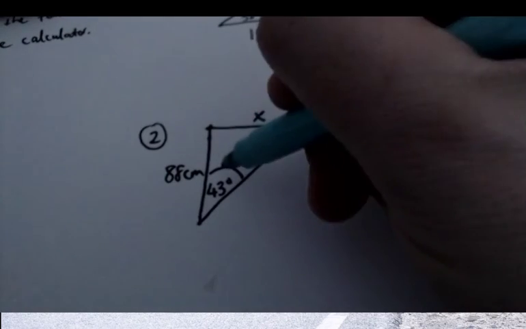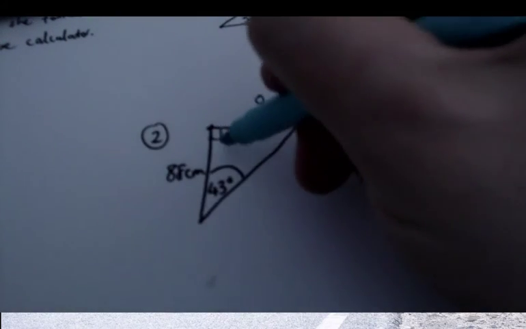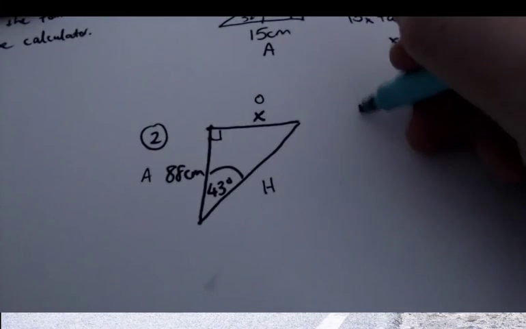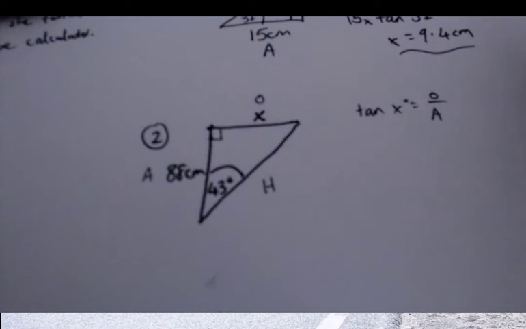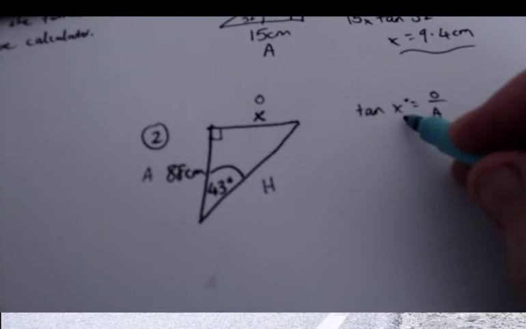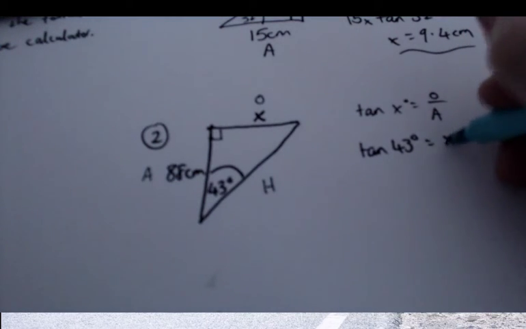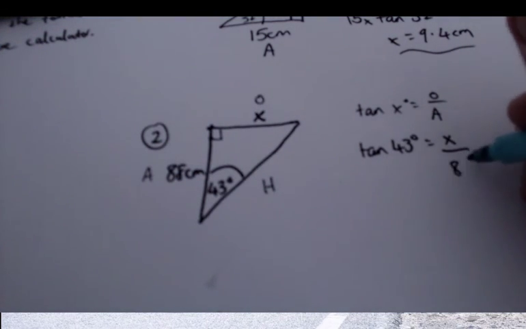Okay, start by labelling, so there's the opposite, there's the hypotenuse, there's the adjacent. Write down the rule. Tan x is the opposite over the adjacent. Fill in the numbers, angle goes here. Tan 43 degrees is the opposite, which is x, over the adjacent, which is 88. Get the x by itself, move the 88 up to this side where it will multiply.